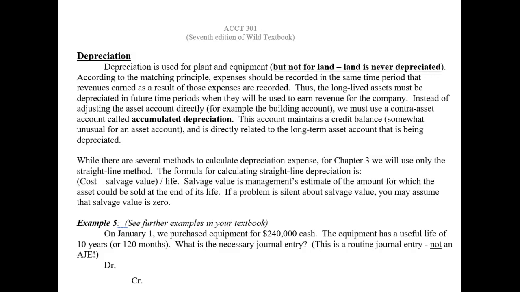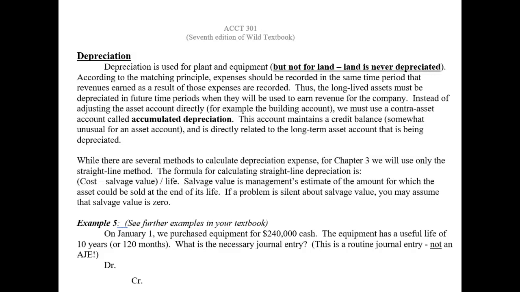the company. Instead of adjusting the asset account directly, for example, the building account, we must use a contra-asset account called accumulated depreciation. This account maintains a credit balance, which is somewhat unusual for an asset account, and is directly related to the long-term asset that is being depreciated.